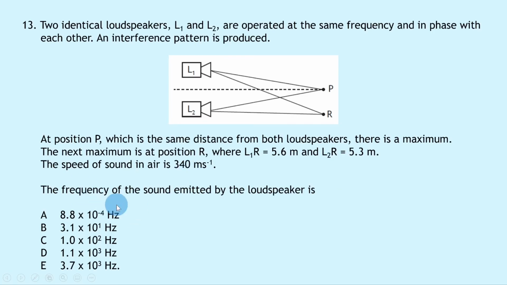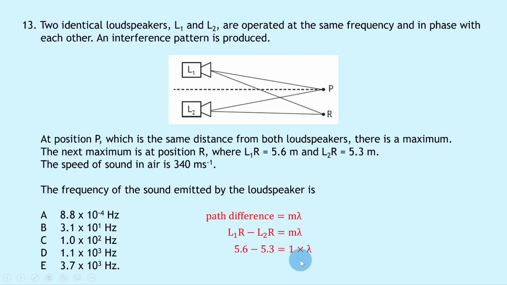Well, we're asked to find frequency, we know the speed of sound, and so you should be thinking that in order to find frequency, we're going to use v equals f lambda. But because we don't know what lambda is, we need to use this data here in order to find it. So for maxima, remember we have the expression path difference equals m lambda. So let's rewrite the path difference as L1R minus L2R equals m lambda, and let's put in our numbers. So we have 5.6 minus 5.3 equals 1 times lambda.